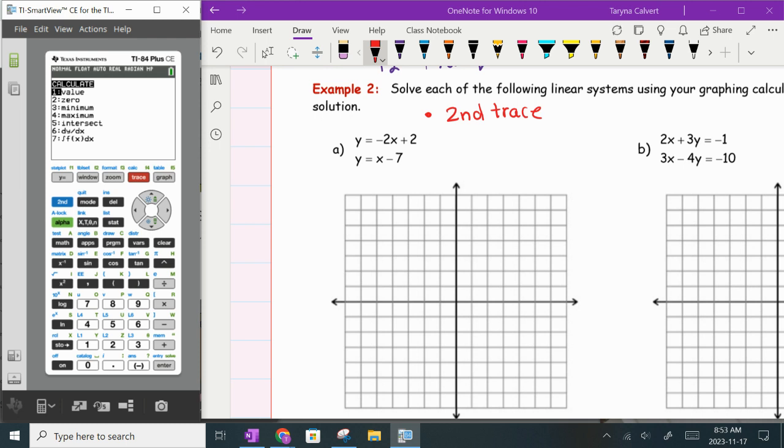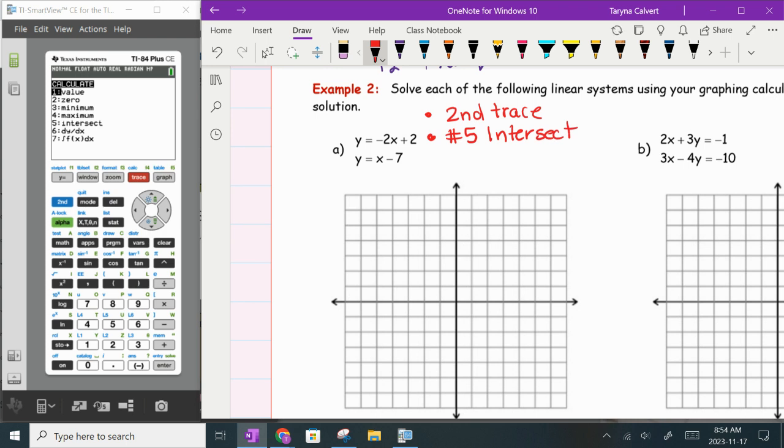Can everybody get to that screen? So that's called our calculate screen. Because see where we hit second in the blue, it says CALC. This is what we call our calc screen, our calculate screen. Any guesses which one we're going to pick? Yeah, the intersect, right? So we're going to go second, trace, and then we're going to pick number 5, which is intersect.